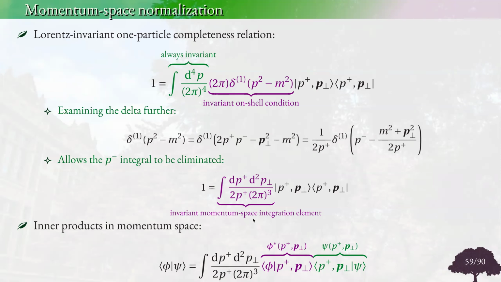So inner products in momentum space. If we have a state psi and a state phi, we sandwich one between both of them, and we end up getting a psi is projected onto the momentum value, and we define this as our momentum space wave function. And with phi, we have the complex conjugate of the momentum space wave function. So basically, you take phi star times psi, and you integrate with your Lorentz invariant momentum integral.